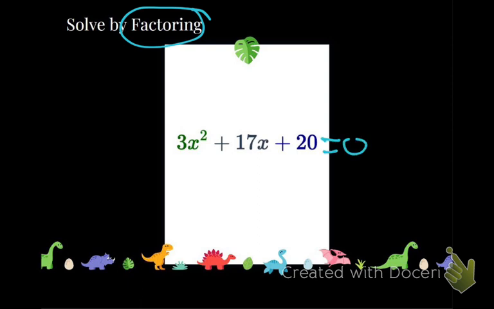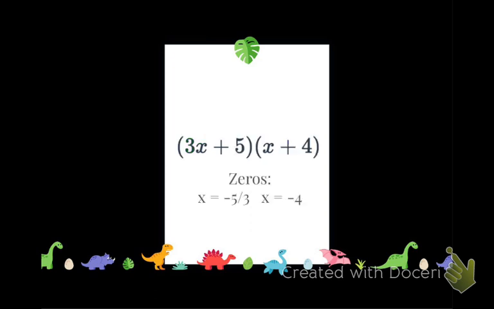I know we already started. So this one was solving by factoring. Here was your factored form: 3x plus 5, x plus 4 equals 0. And then your actual zeros were -5/3 and -4. Okay? We're really going to need to review that next week before this test because we need some practice on that.